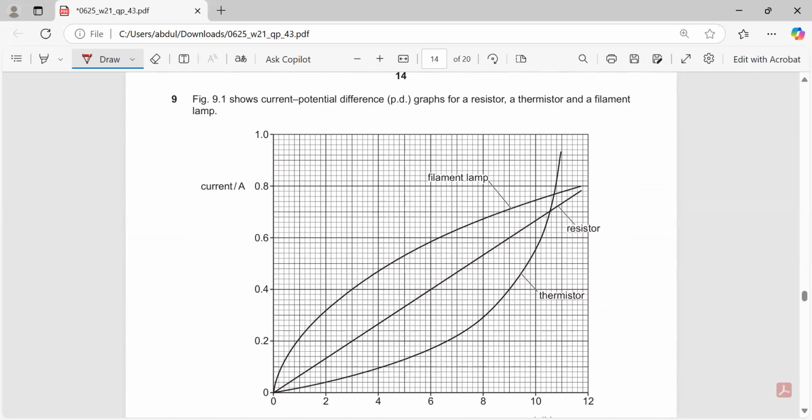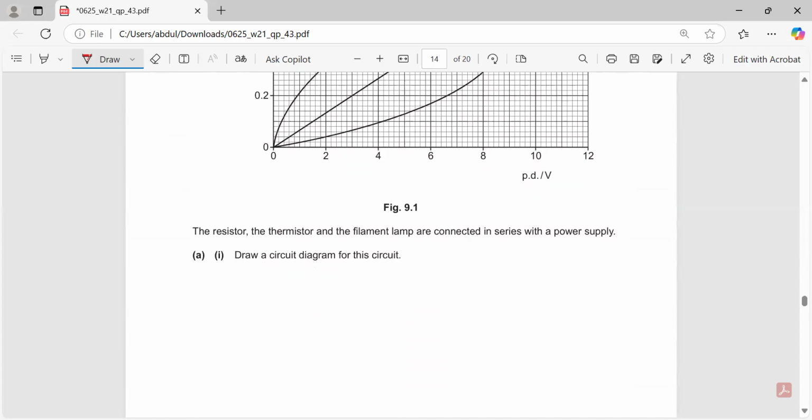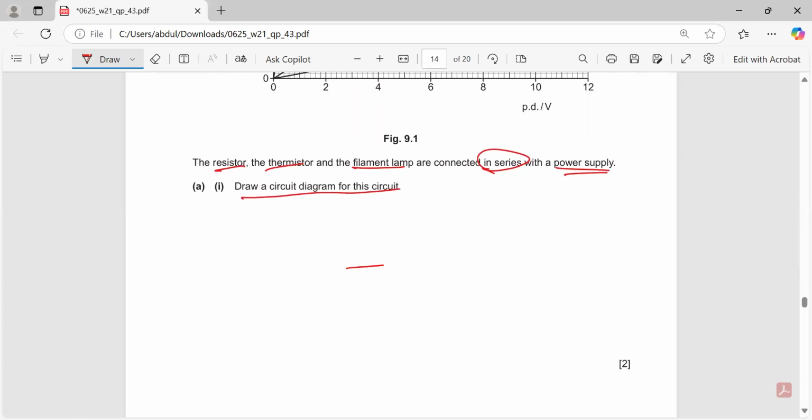Let's see it. Figure 9.1 shows current potential difference graphs for a resistor, a thermistor, and a filament lamp. The resistor, the thermistor, and the filament lamp are connected in series with a power supply. So draw a circuit diagram for this circuit. This is the symbol of a power supply. Don't use plus minus, that will be a cell or a battery. This is the symbol of a resistor. Then we are supposed to draw a thermistor.